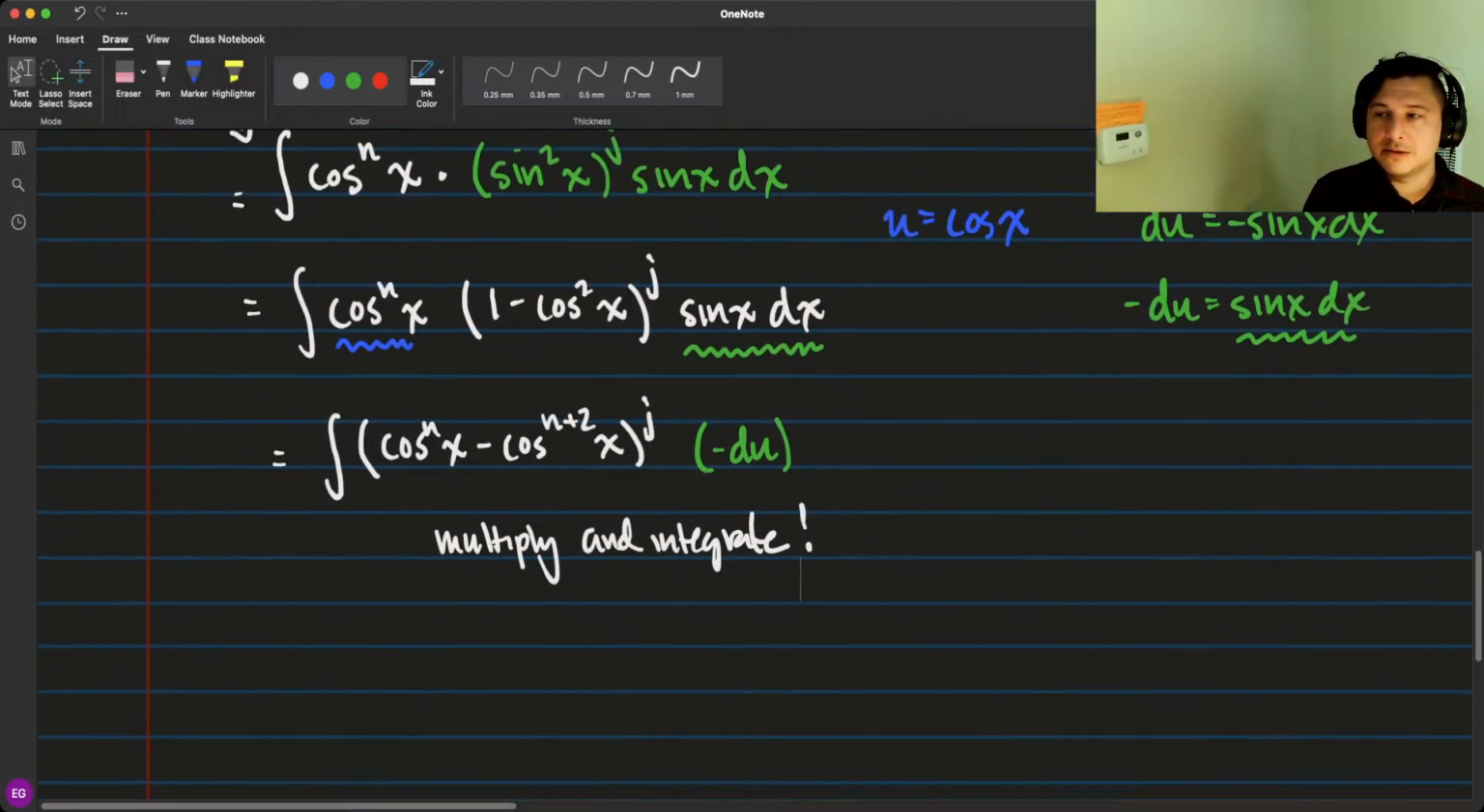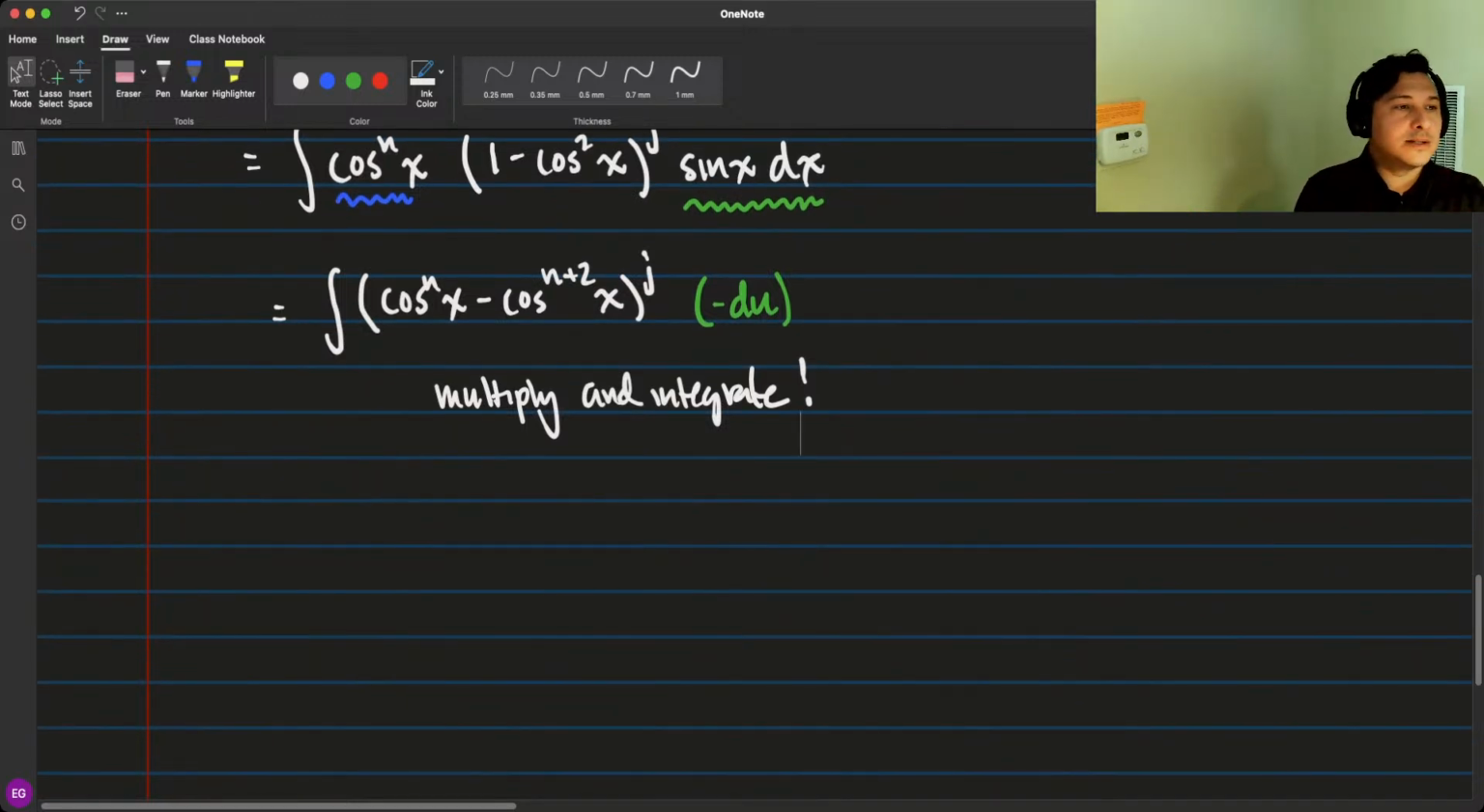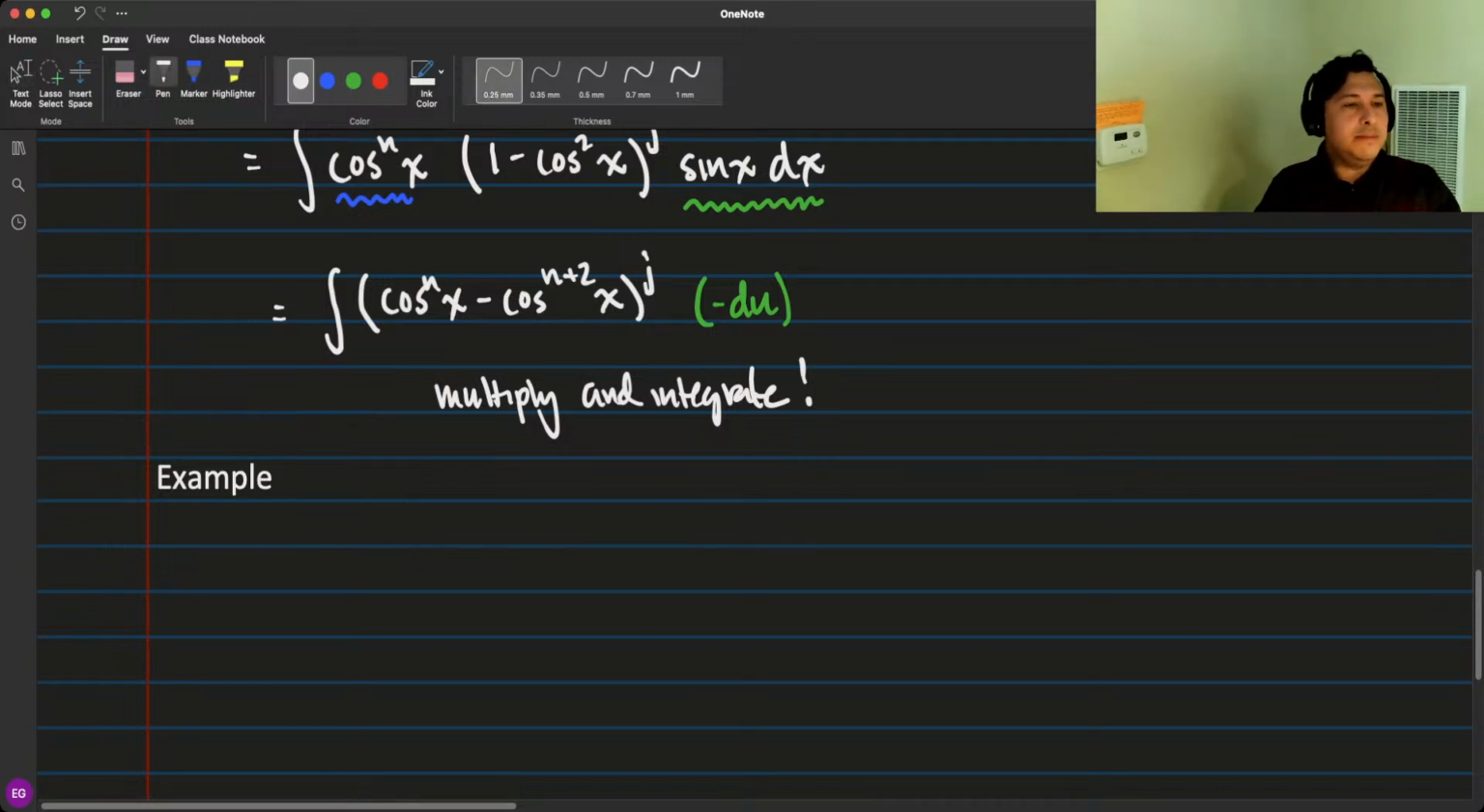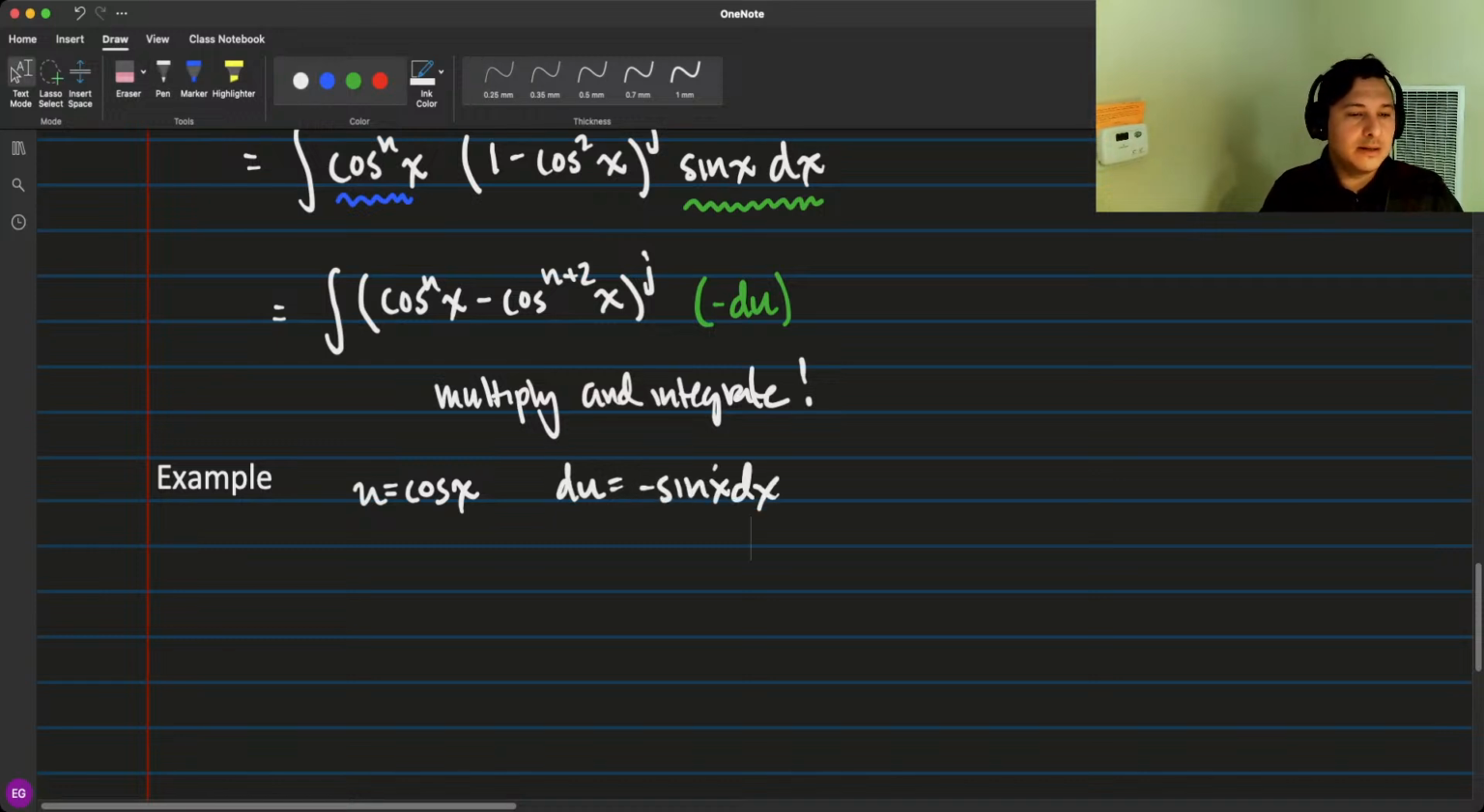I'm going to go forward. Let's do another example. This will be a different type. So we've been setting u equal to cosine, because then you get that du equals minus sine x dx. So this is really useful if you have a cosine and a sine in the integral. But what if you only have a power of sine in the integral? So let's say I have sine squared x dx.